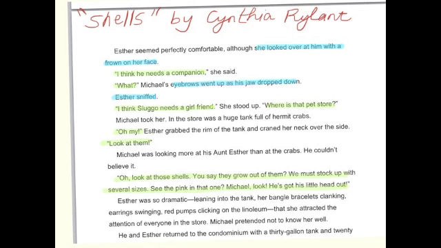I think Slogo needs a girlfriend. She stood up. That's its own short little sentence right in the middle there. Where is that pet store?